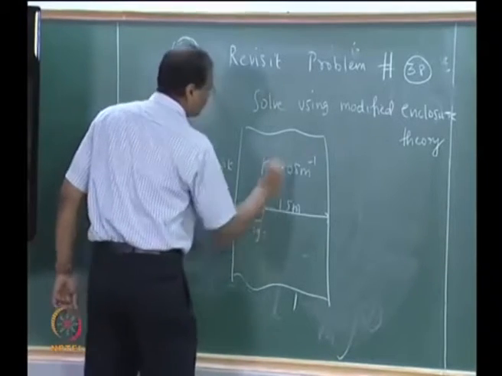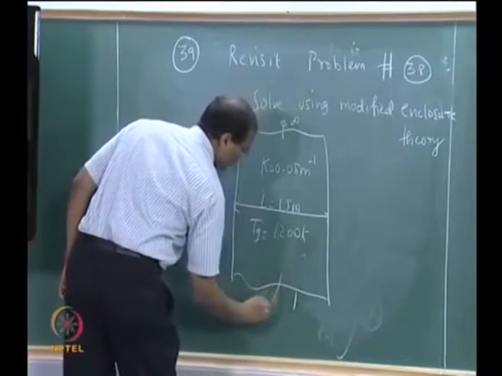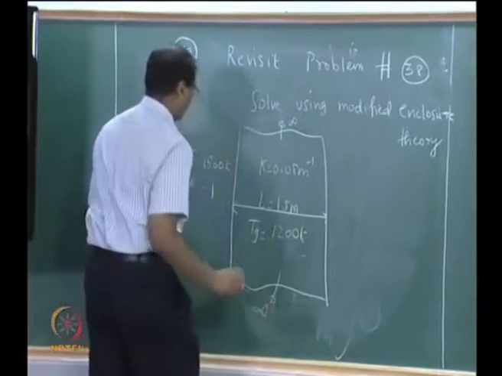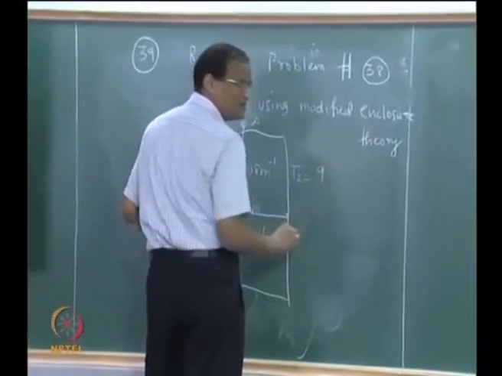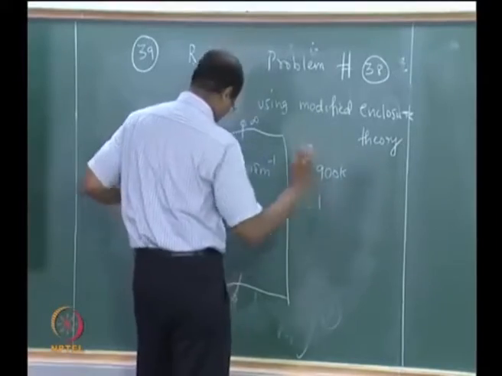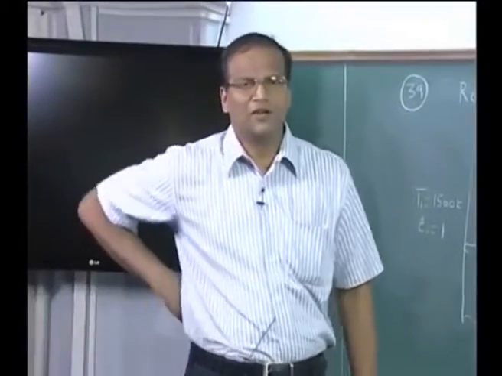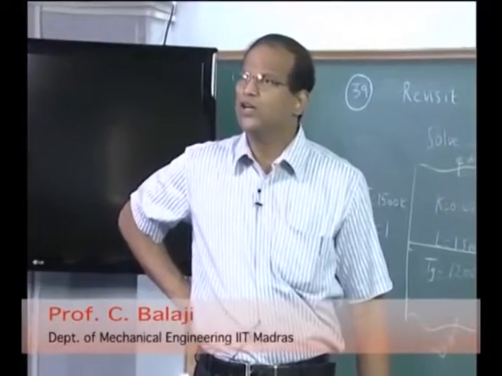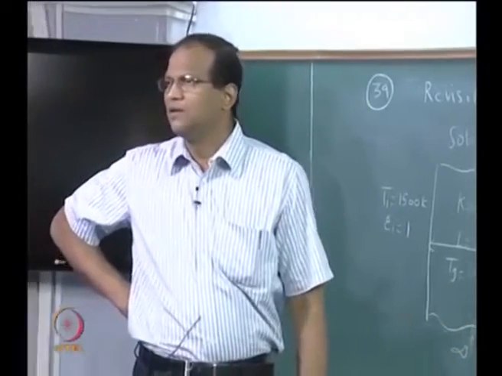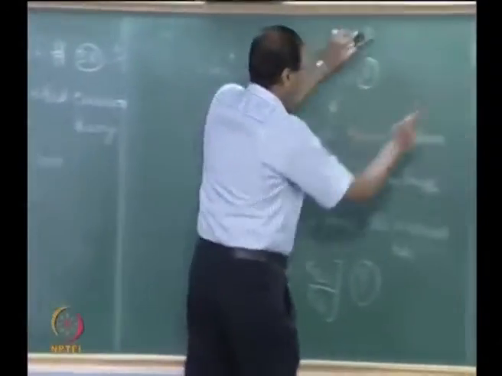What is Tg? 1200 Kelvin, correct. Nine hundred, huh? Same as before. Now, instead of using the solution to the equation of transfer and the exponential integral, we want to see whether we can use this theory of evacuated enclosure. Okay. Now let that formulation stay.